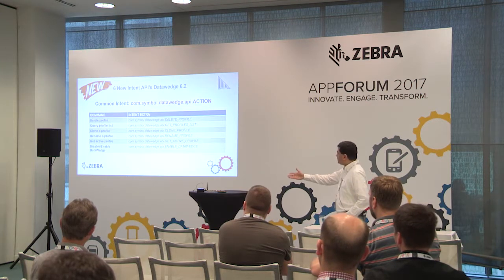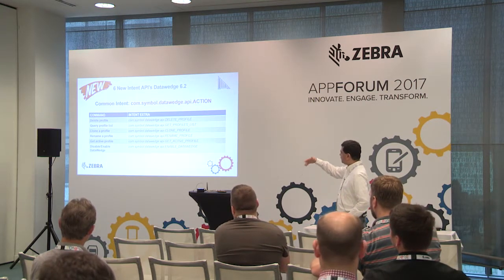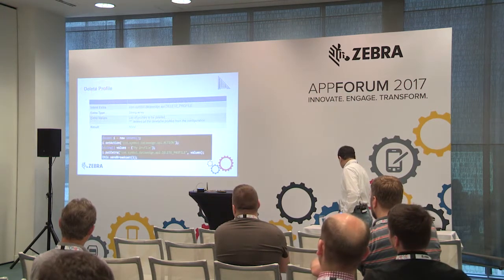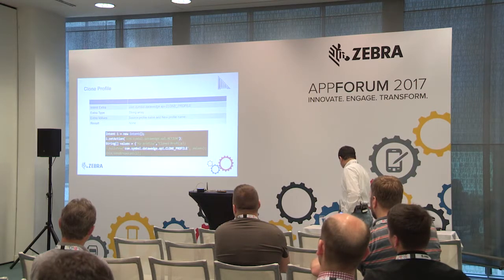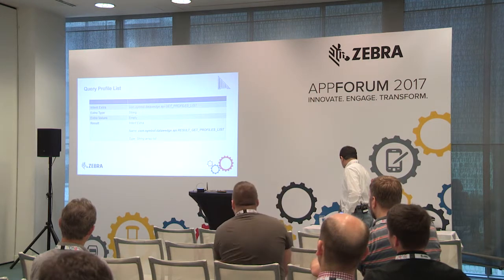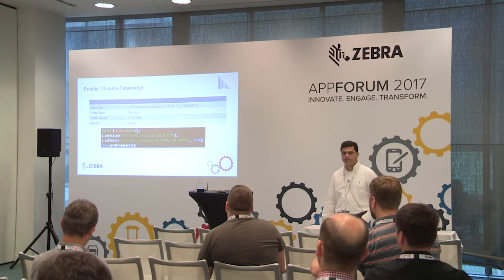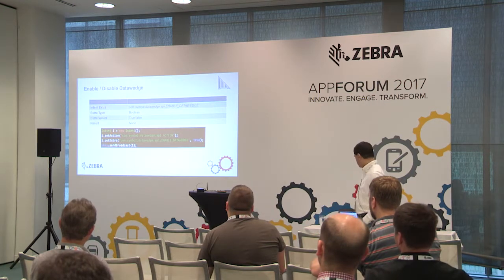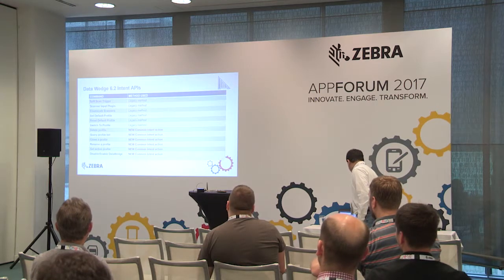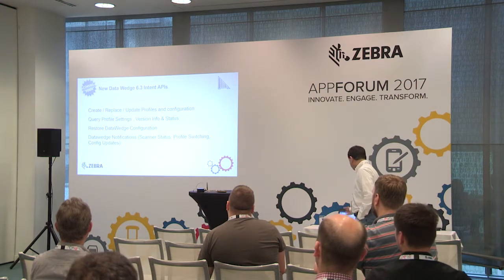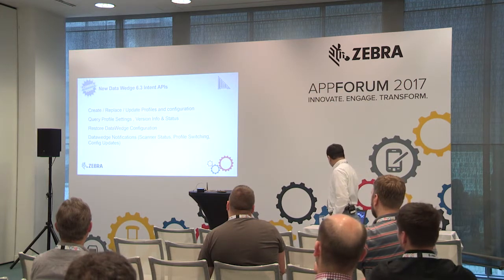So these are some of the things that are already there. You can delete a profile, query a profile, enable or disable Data Wedge, and then moving forward, you can also query who is in the foreground, and what the active profile is right now. Okay. And there are more coming. These are some of the things that are going to come soon, or are already there now.